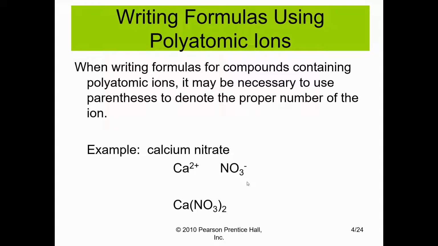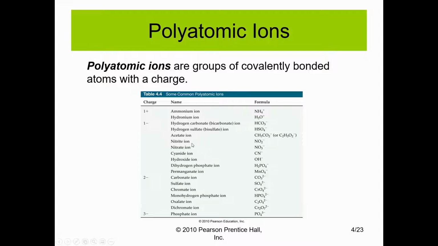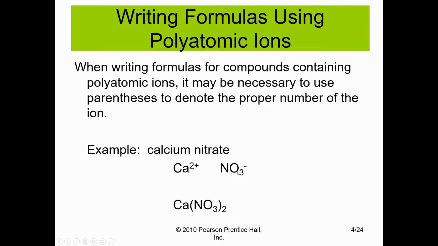Now, we'll break this up into two parts. First, when we're going through the naming, the calcium ion is the cation, and so we use the name calcium for that ion. And then the nitrate ion is the anion. We can reference Table 4.4. If we look at the nitrate ion, here's the formula, and here's the -1 charge. So overall, we have a calcium with a +2 charge and a nitrate with a -1 charge.